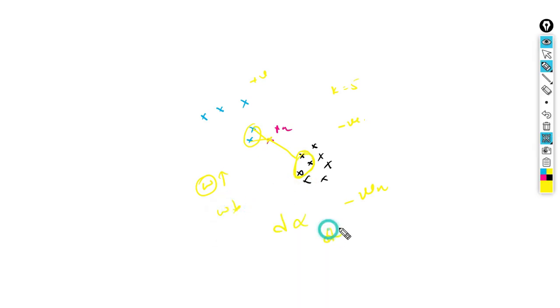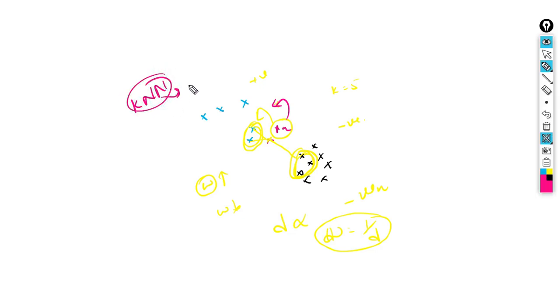Weight is equal to 1 by distance. If we give weights like this, these 2 points will get more weight compared to these 3 points, and so this query point is classified as a positive point. This is one of the techniques in KNN to avoid some problems we basically face in KNN.